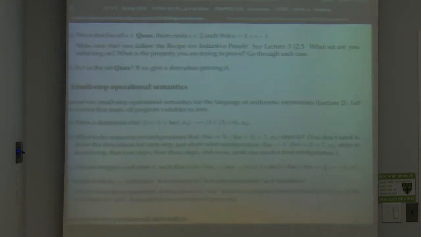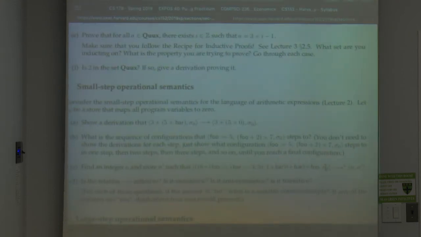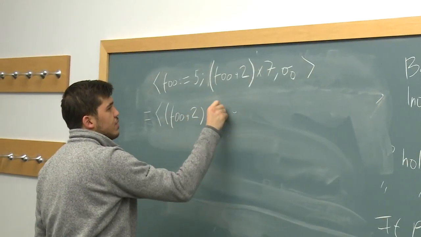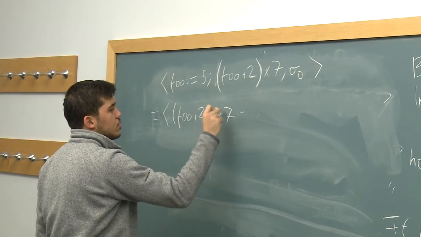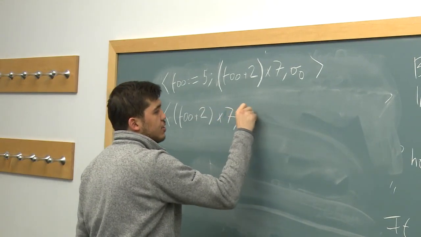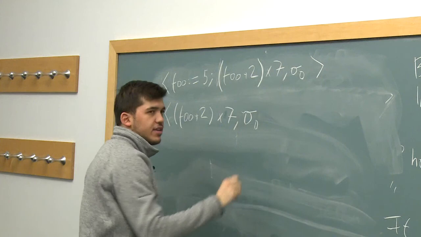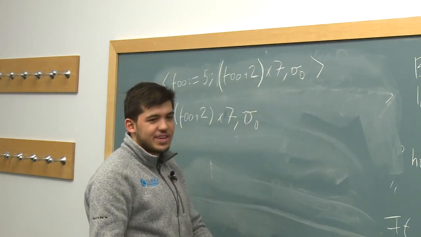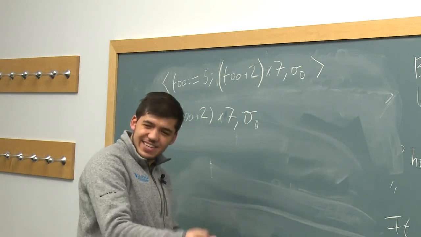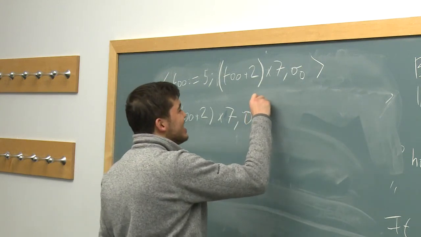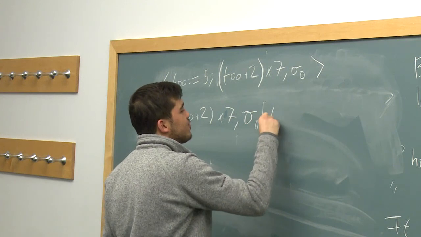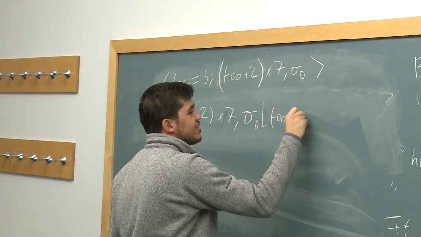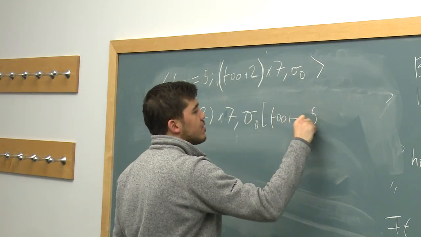So if we were to go back to a problem, foo plus 2 times 7, and with sigma 0, make sure it's the same store on LaTeX, because when you copy paste, you sometimes forget to change the subscript. I've forgotten to change it, and I had to talk to my TF and get it fixed. Foo is equal to 5.